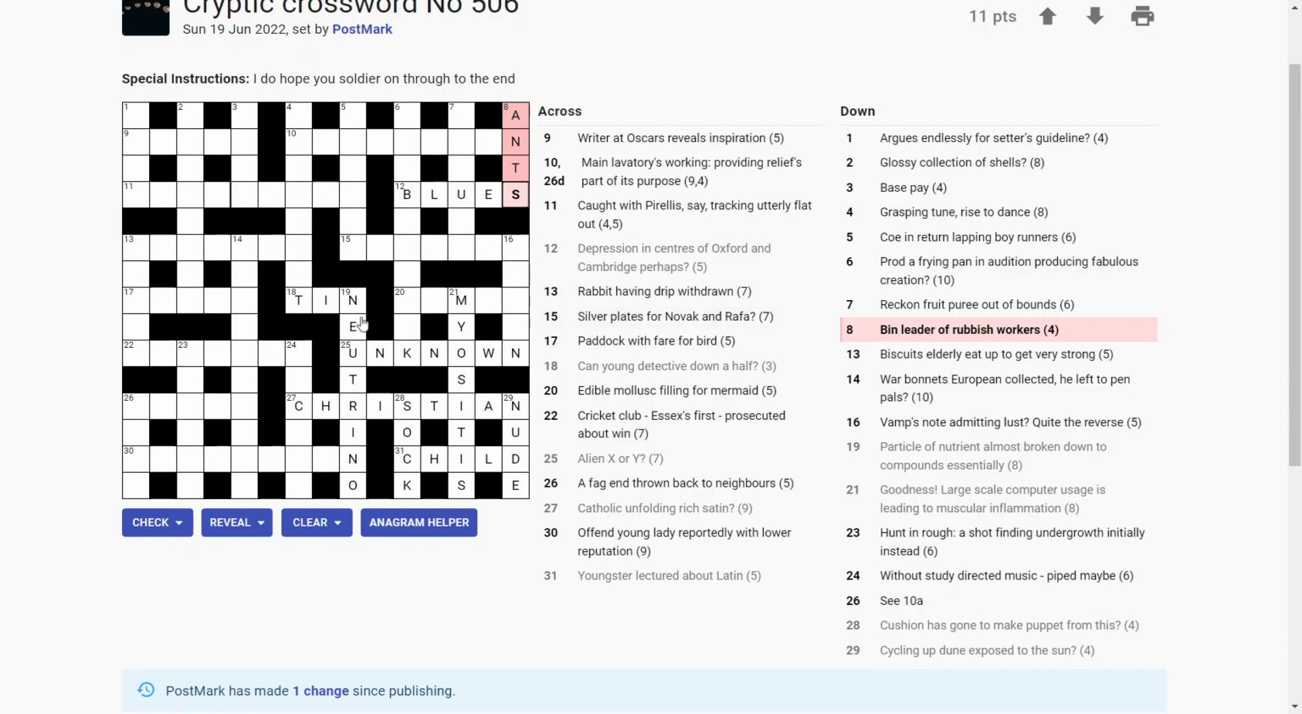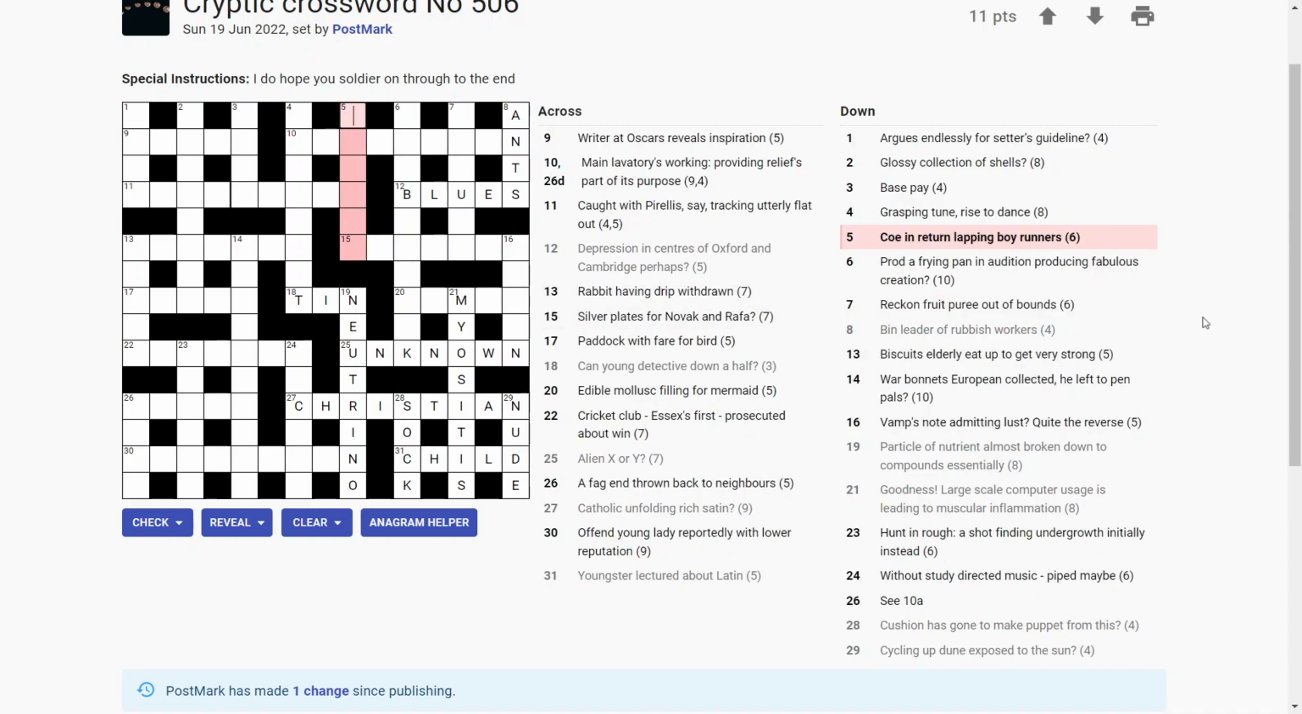Could be. Could be. Haven't got anywhere with the theme yet, have we? I do hope you soldier on through the end. Well, soldier ant is a thing. Not obviously anything else, but perhaps we'll find some more.